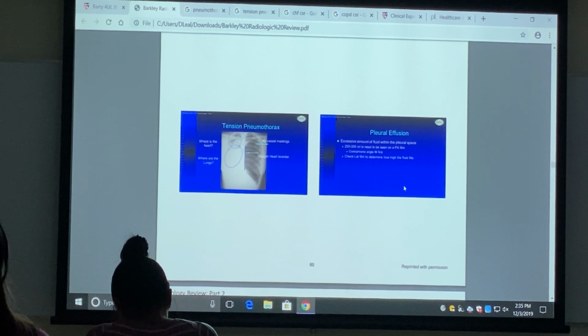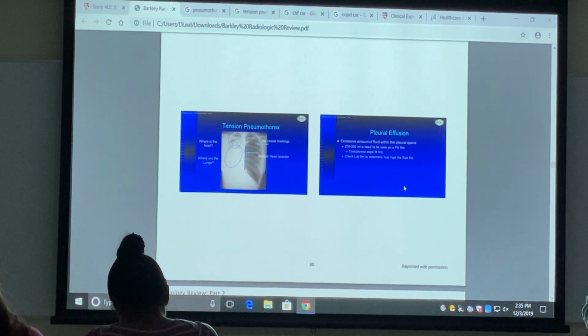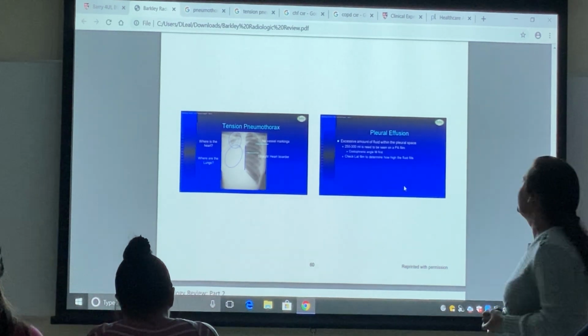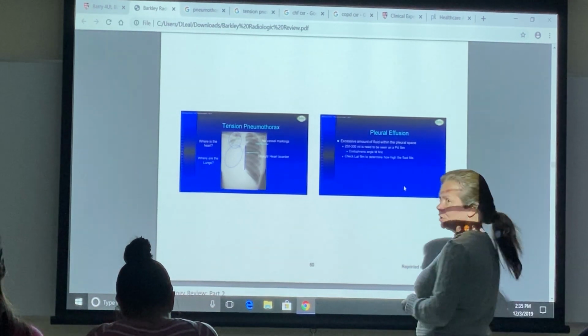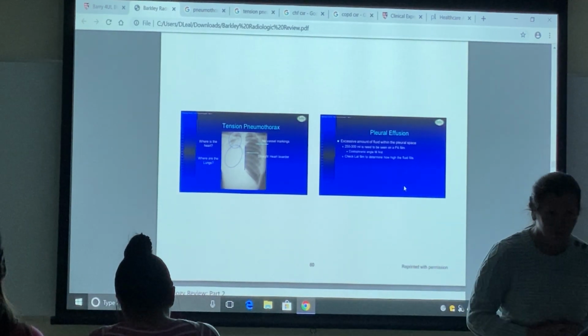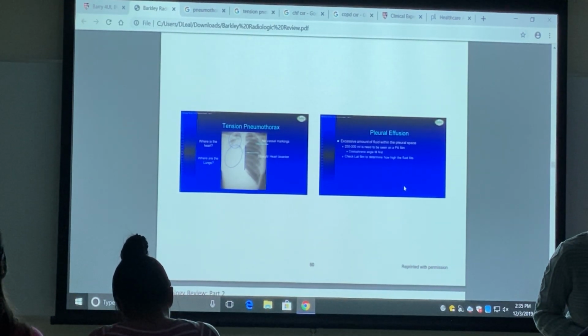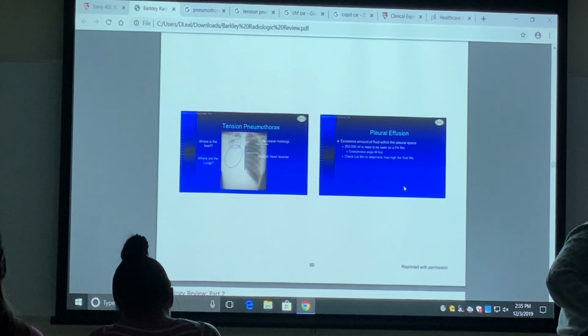So one of the questions that you might get on board examination: where do you place the needle? Remember? Second intercostal space, right? Midclavicular line. So on the chest tube, 4th to 5th intercostal space, anterior axillary line.